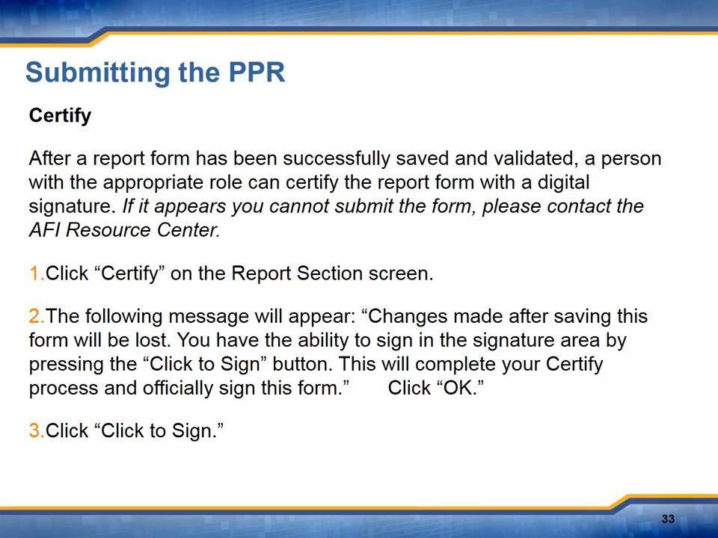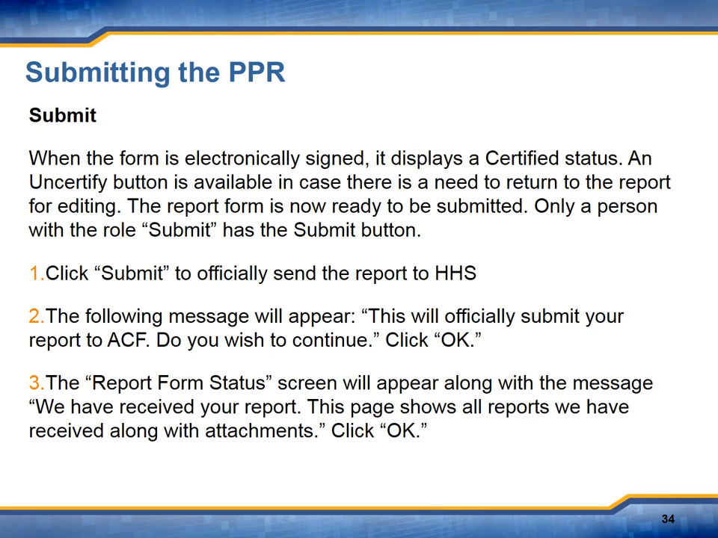To certify the report, first click Certify on the Report section screen. The following message will appear: Changes made after saving this form will be lost. You have the ability to sign in the signature area by pressing the Click to Sign button. This will complete your certify process and officially sign this form. Click OK. Click to Sign. When the form is electronically signed, it displays a certified status. An uncertified button is available in case there is a need to return to the report for editing. The report form is now ready to be submitted.